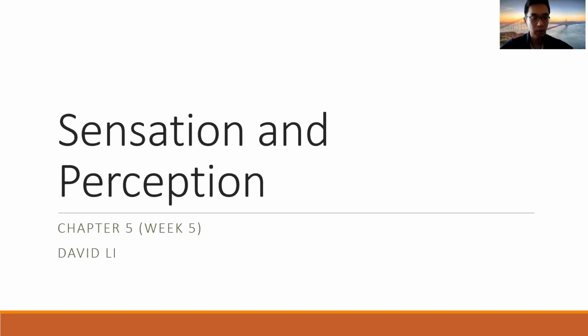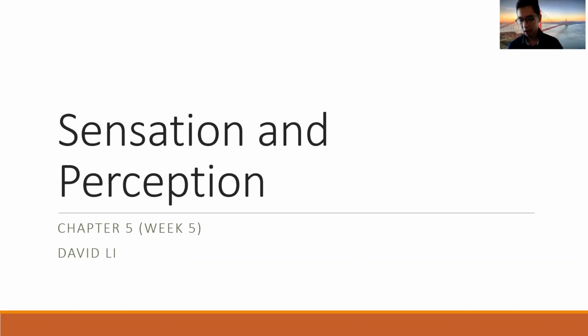In week 5, we're going to talk about two topics in cognitive psychology, which are sensation and perception. Sensation and perception are very important concepts in one branch of psychology, which is cognitive psychology. Cognitive psychology basically studies how the mind is thinking, how the mind is processing all kinds of information, and how it perceives, organizes and interprets that information.